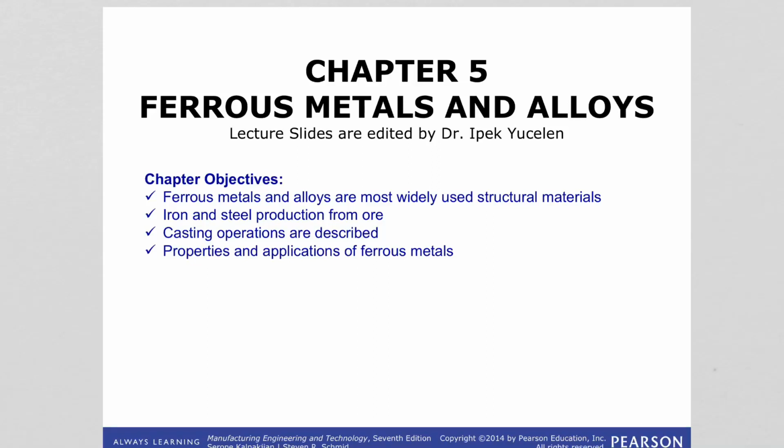In Chapter 5, the topic is ferrous metals and alloys. Ferrous metals and their alloys are the most widely used materials. This is because of their properties, their performance, ease of manufacturing, and low cost. We're going to take a look at iron and steel production from ore. We will describe furnaces and foundry operations.